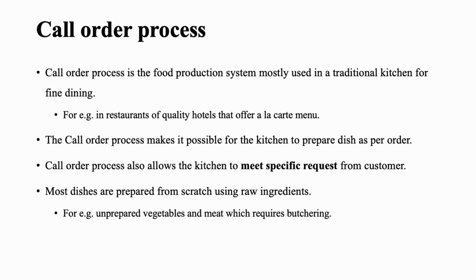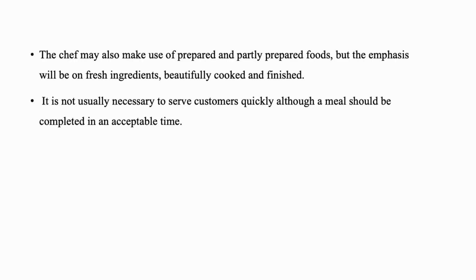Most dishes are prepared from scratch using raw ingredients, for example, unprepared vegetables and meats which require butchering and commissary work. The chef may also make use of prepared and partially prepared food, but the emphasis would be on fresh ingredients, beautifully cooked and finished. It is not usually necessary to serve customers quickly, as in fast food restaurants, although a meal should be completed in an acceptable time.